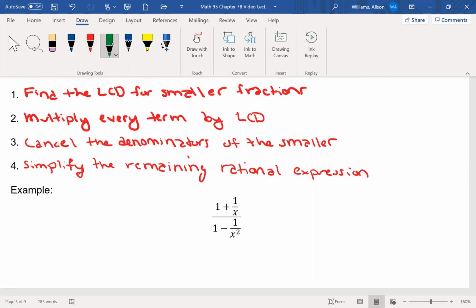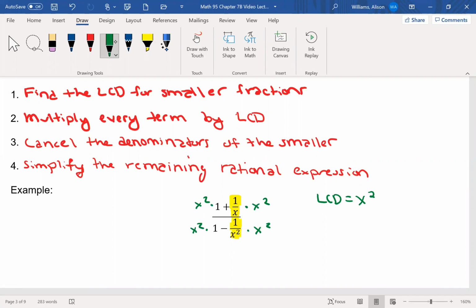So for this example, I'm looking at the two smaller fractions, the 1 over x here in the numerator and this 1 over x squared here in the denominator. And I'm going to look for the LCD for just those two fractions. So looking at those two fractions, the lowest common denominator is going to be x squared, basically the one with the bigger exponent. Okay, so what I'm going to do is multiply each term, including anything without a fraction, by the x squared.